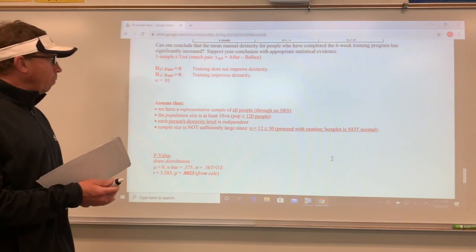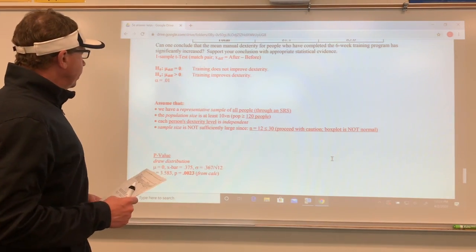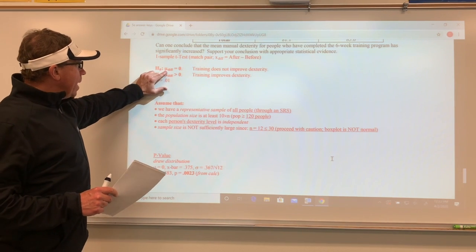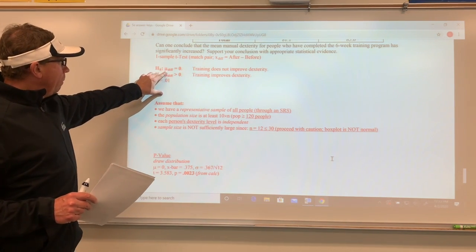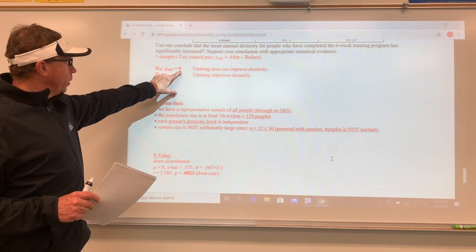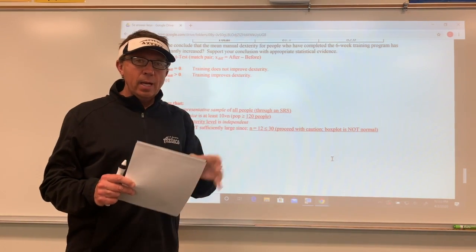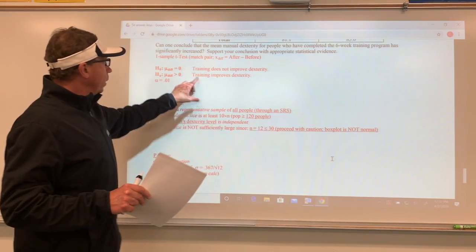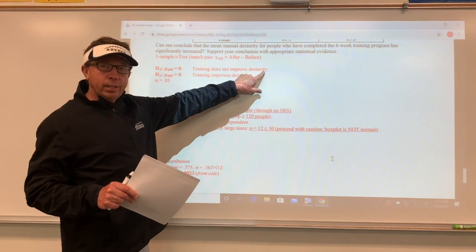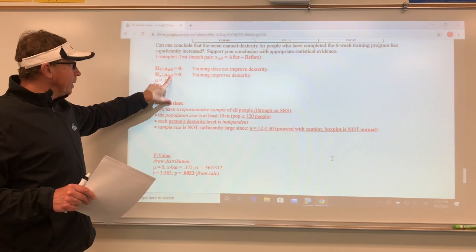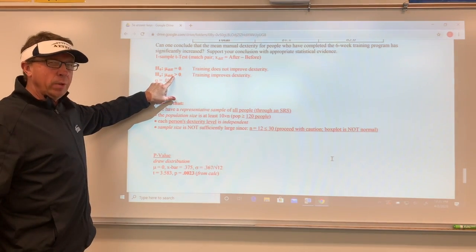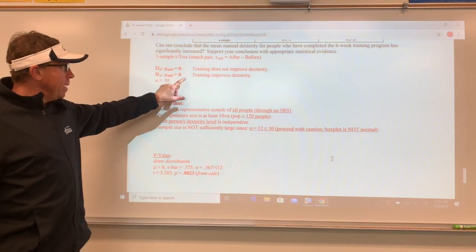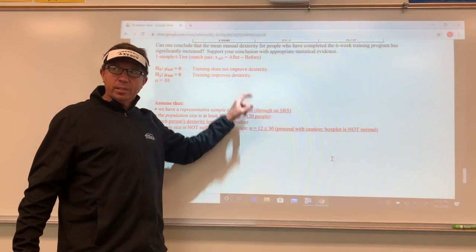Okay, here we go. So the first thing you're going to do is you're going to write your H0 and HA. And your H0 is, again, this is a matched pair, so I'm going to use mu sub difference is 0. 0 represents that there is no difference. The training program didn't work. Okay? Training does not improve dexterity. HA is that we do have a detectable increase. A detectable increase means greater than 0, meaning the training does improve dexterity.